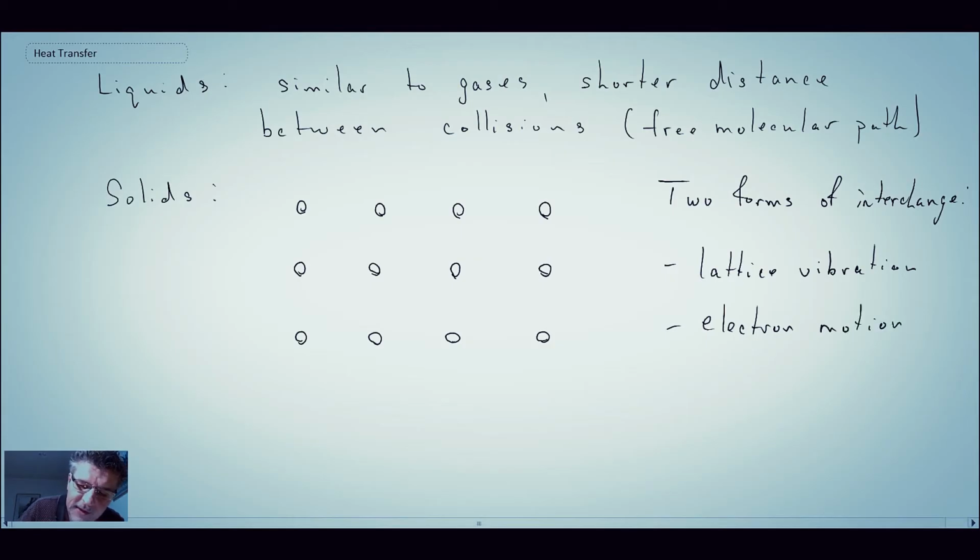Lattice vibration is where the connection between all of the atoms or molecules would be vibrating. You can have these waves going through. And in the case of electron motion, each of these atoms or molecules can have free electrons that are spinning around, and those can move through the solid. Those can also provide a form of energy exchange. And given that we're talking about electron motion, in the idea of a conductor versus a non-conductor, there's actually a relationship between electricity flow and heat transfer.